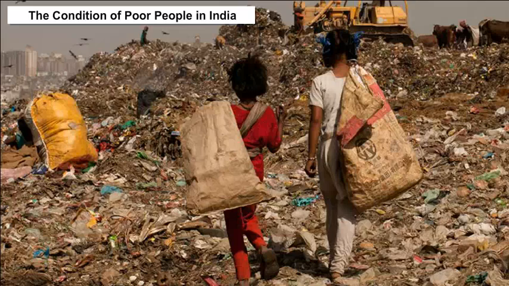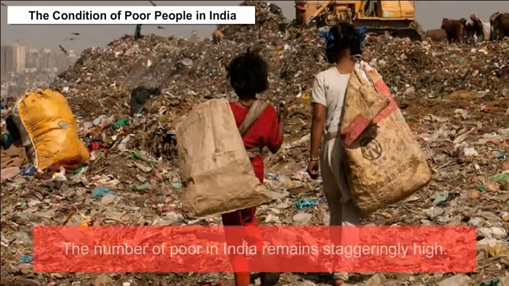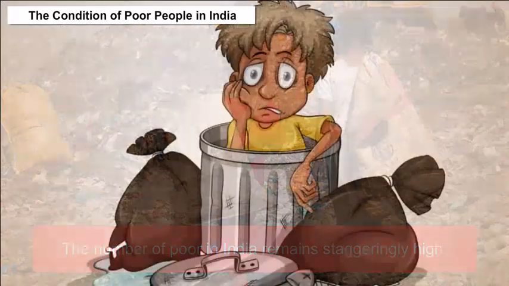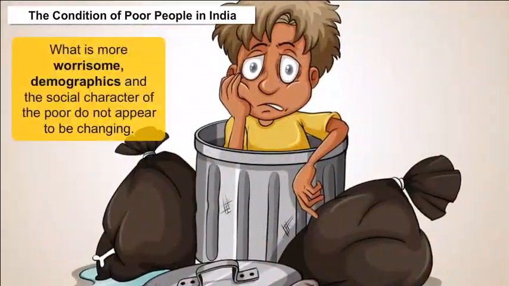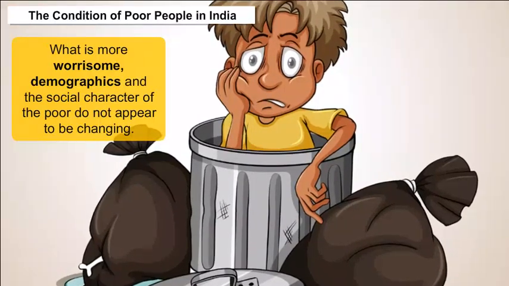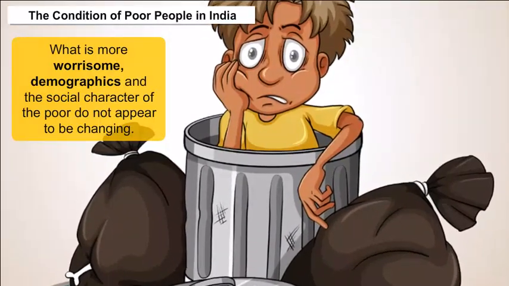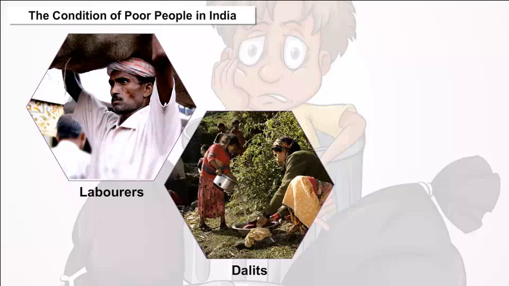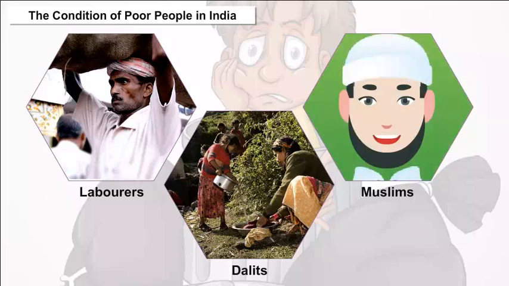The condition of poor people in India. The number of poor in India remains staggeringly high, and what is more worrisome, the demographics and social character of the poor do not appear to be changing. Laborers or farm workers in villages, casual workers in cities, tribal peoples, Dalits, formerly called low-caste untouchables, and Muslims remain the poorest Indians.